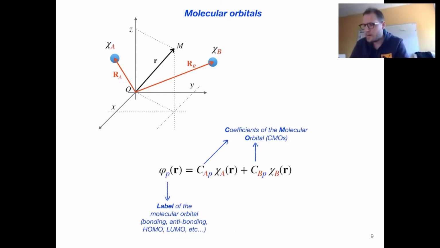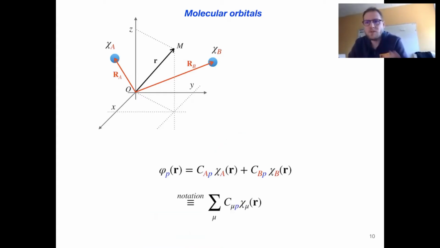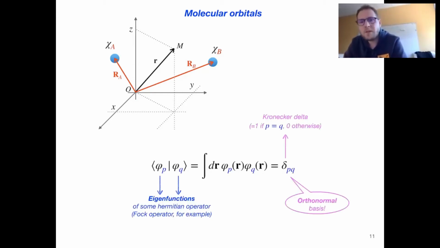This is a general notation. If you consider any molecule, your molecular orbital will always be expanded in the non-orthonormal basis of atomic orbitals. But nevertheless, that's a good thing: once you have generated these molecular orbitals, they will actually be orthonormal. So this is important.